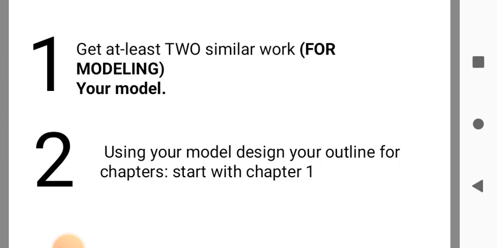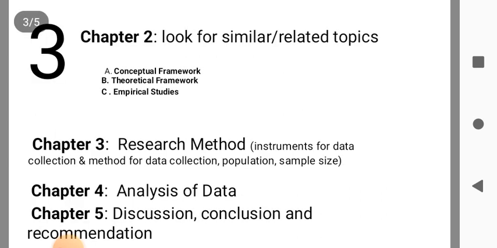Now, the second thing you should do is use the model to design your outline for chapters. You're going to use the model, that is the two similar works, to model your chapters and the outline for your chapters. So you start with chapter 1, right? Now for chapter 2, you look for similar or related topics, having gotten your model.